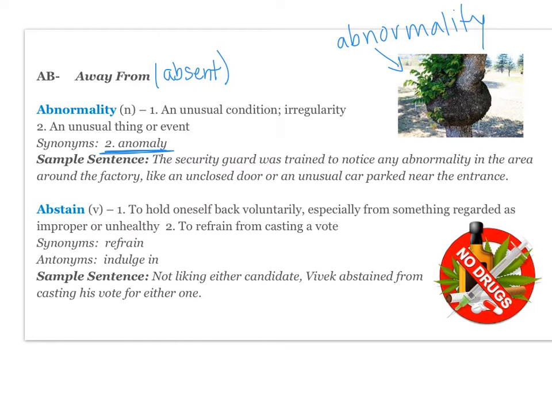Your sample sentence is, the security guard was trained to notice any abnormality in the area around the factory, like an unclosed door or an unusual car parked near the entrance. So the security guard is looking for things that are weird.